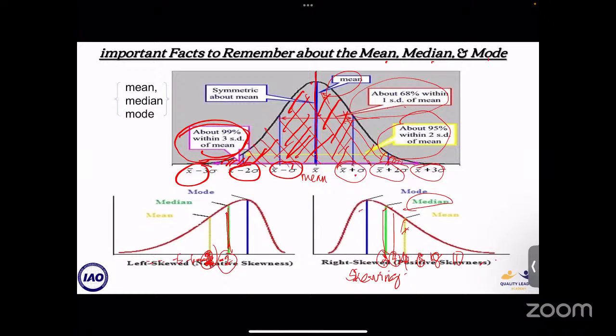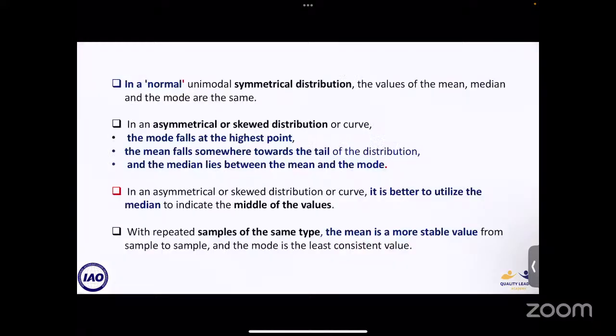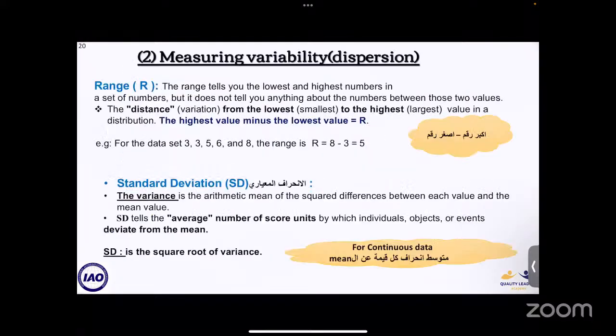Dr. Gulam? Yes. Radha? Yes. Okay, any question regarding this normal distribution? If none, then we will proceed. Okay, next.